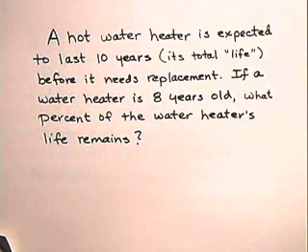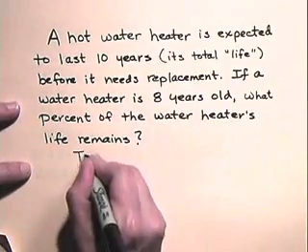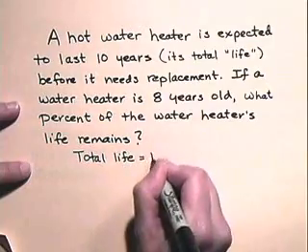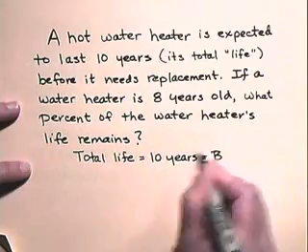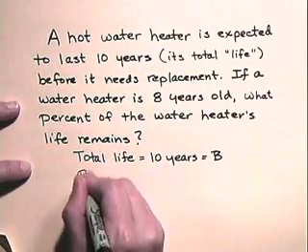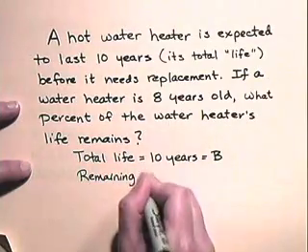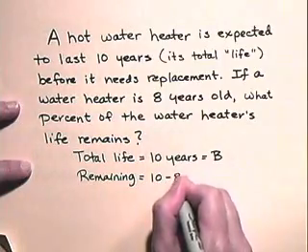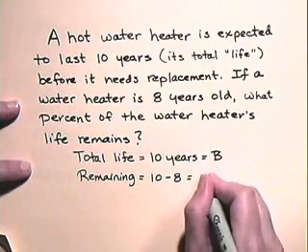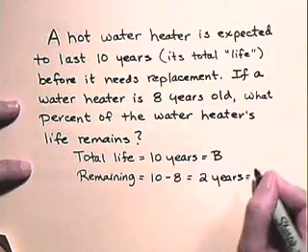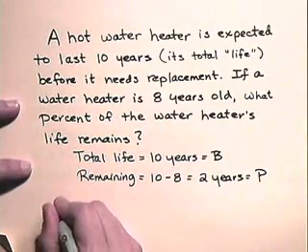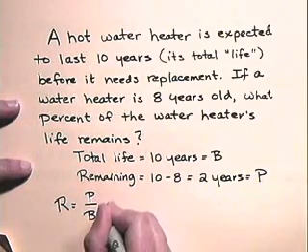Now let's solve for the percent remaining when the total amount and the amount used are given. A hot water heater is expected to last 10 years, which is its total life, before it needs replacement. If a water heater is 8 years old, what percent of the water heater's life remains? The total life is 10 years, which is the base. The number of years remaining is 10. Subtract the 8, which has been used, so we have 2 years remaining, which is the part.